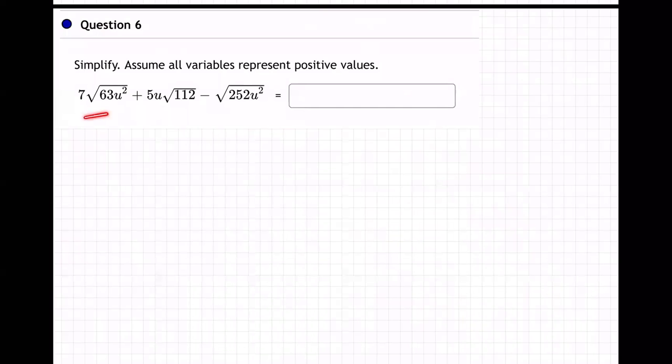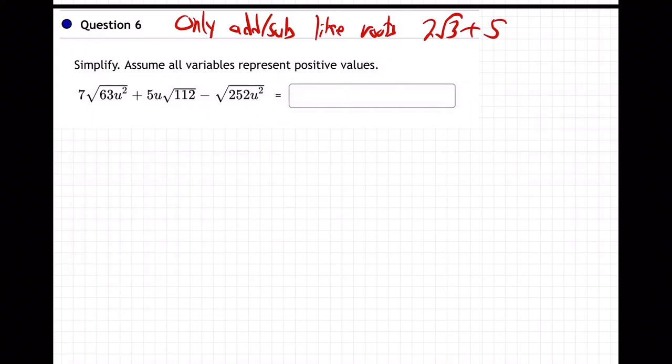Okay, so on this one, we're trying to add and subtract 3 roots. And you know the rules for adding and subtracting roots. You can only add and subtract like roots, which means like 2 root 3 plus 5 root 3 is 7 root 3, right? You add the 2 and the 5 to get 7. Okay, so let's give this a try.